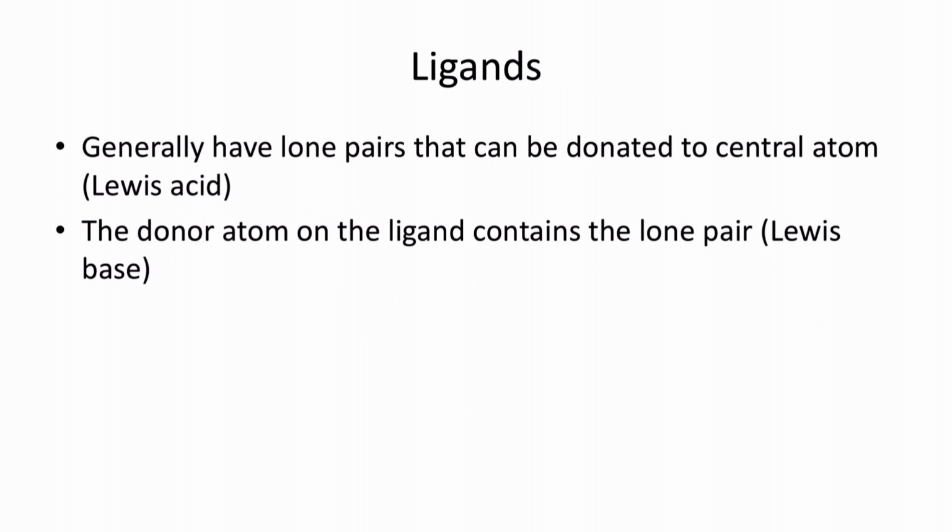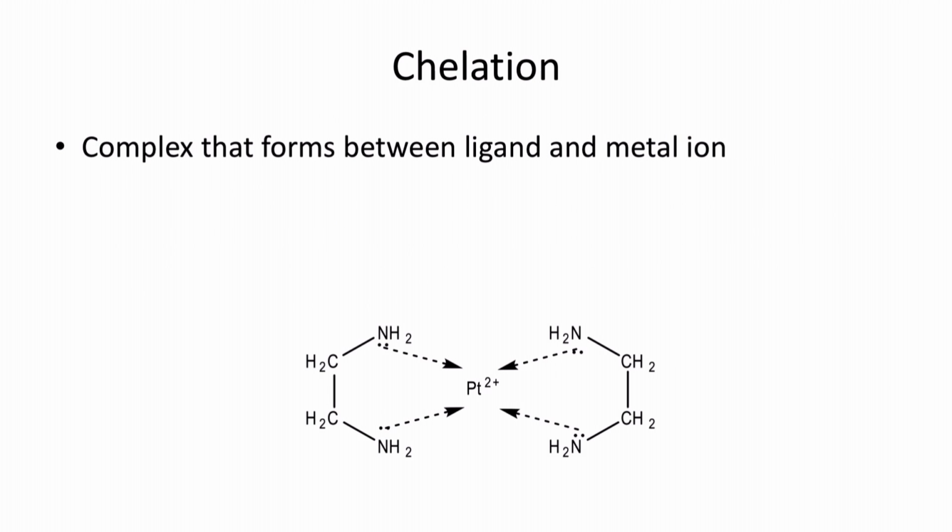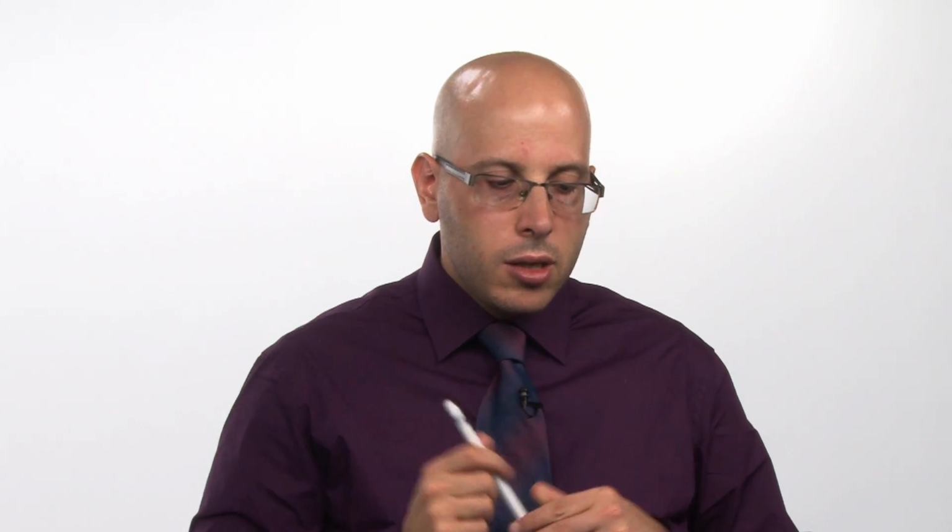Okay, ligands usually have lone pairs that can be donated to the central atom. And so usually the lone pairs that are donated are the Lewis base, and the central atom that receives them, or the ion, is going to be the Lewis acid. Okay. Chelation, which is from the Greek word for claw, right? So imagine something coming out and grabbing the central ion. So these are the ligands that are grabbing the central atom or the central ion, and chelation is used to describe this complex that forms between the central atom and all the ligands that are surrounding it.